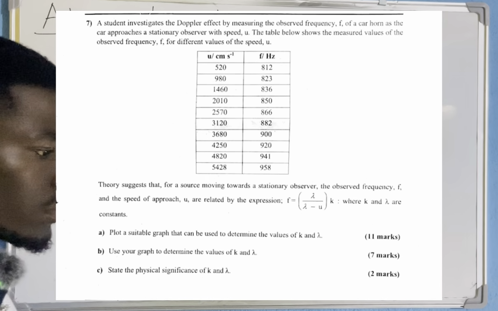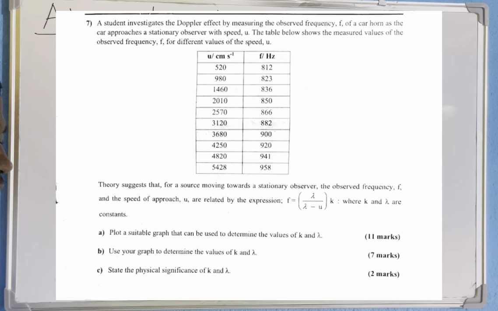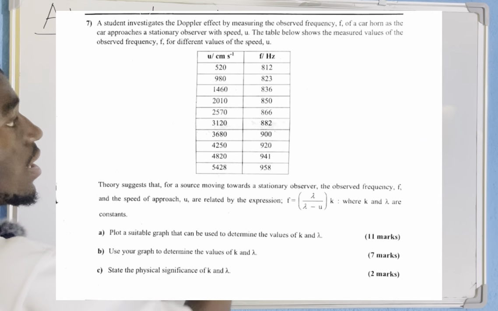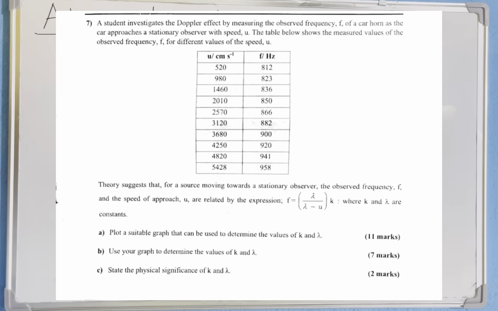Now, theory suggests that for a source moving toward a stationary observer, the observed frequency f and the speed of approach u are related by the expression f equals lambda all over lambda minus u k, where k and lambda are constants. Plot a suitable graph that can be used to determine the values of k and lambda, 11 marks. Use your graph to determine the values of k and lambda. State the physical significance of k and lambda. Okay. So student, you can pause your video and go and solve it.